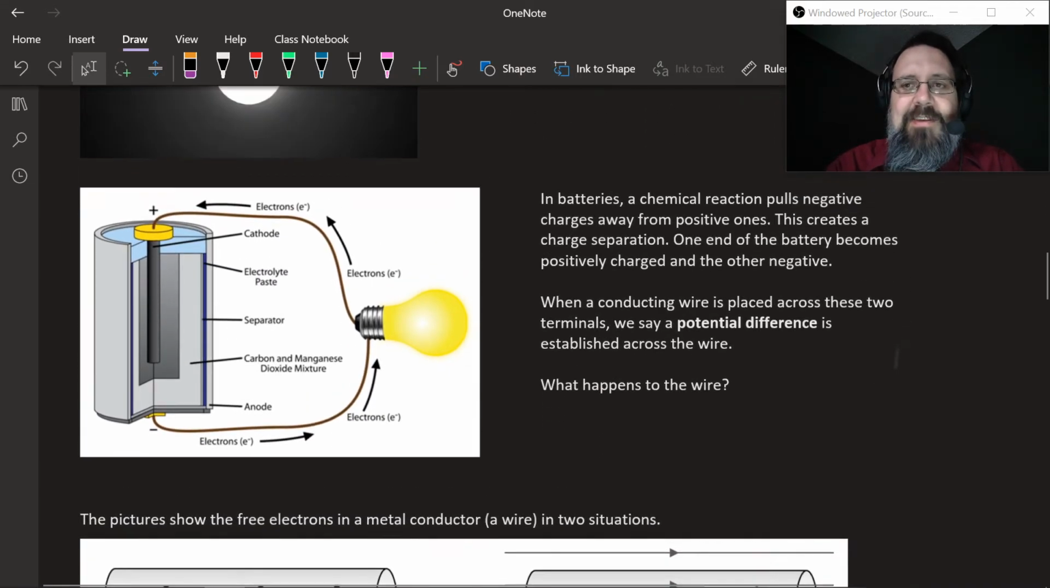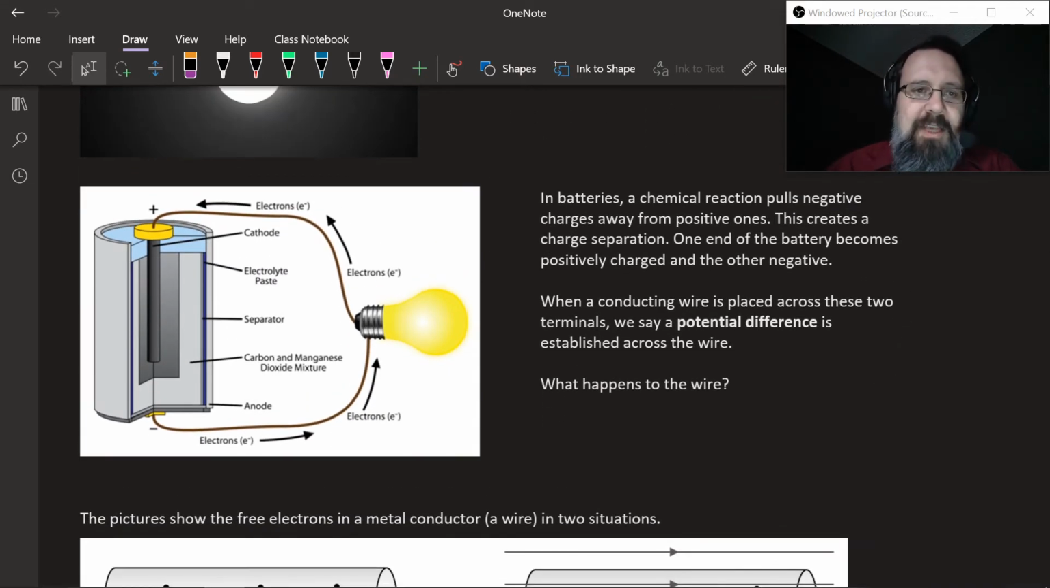And so that device is called a battery. So here's a schematic of how a battery works. You guys do not need to know all the intricate details of how a battery works. In fact, you can just think of a battery as like a black box. All that a battery does is it separates charge.